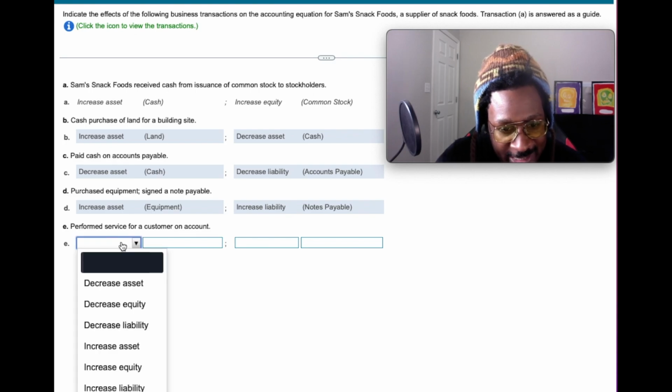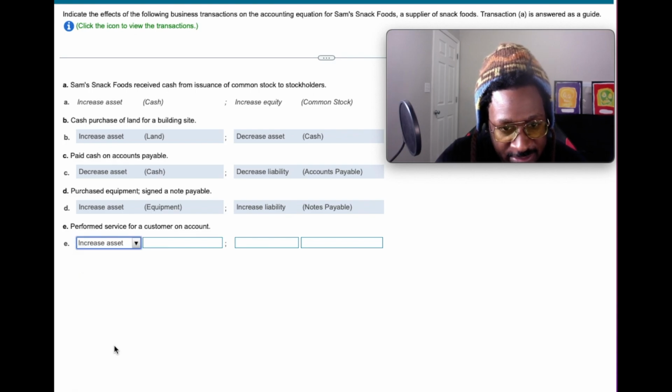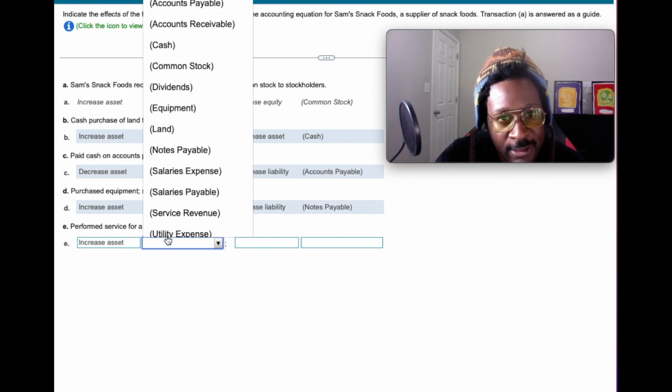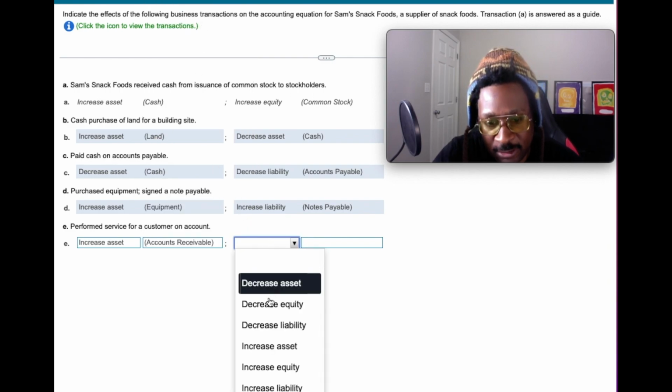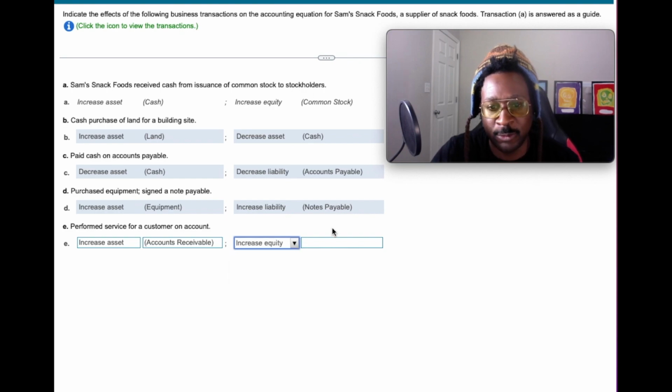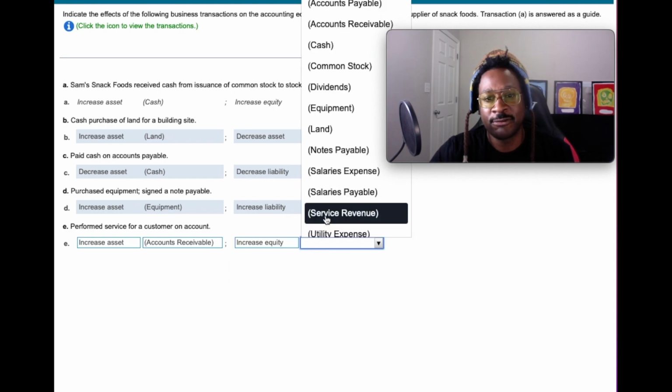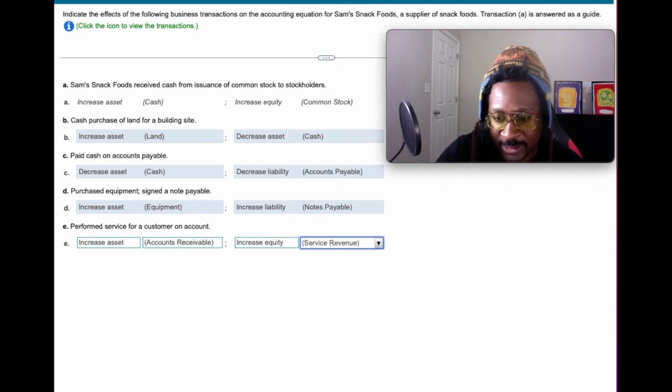So our assets are going to increase under our accounts receivable, and our stockholders' equity is going to increase as well under our revenue account. Where is it? Check the answer.